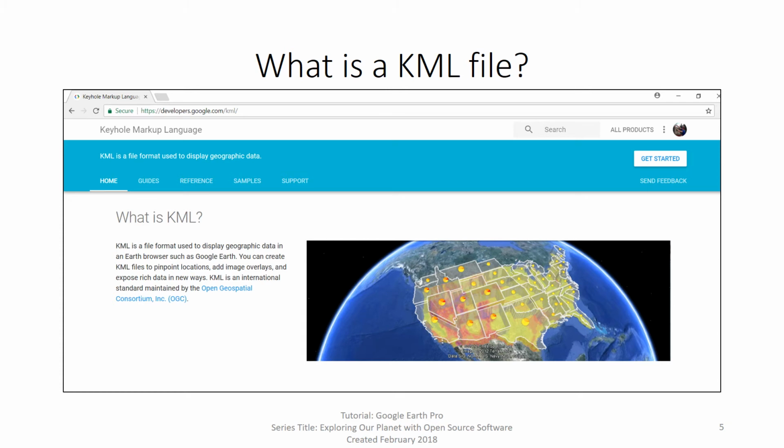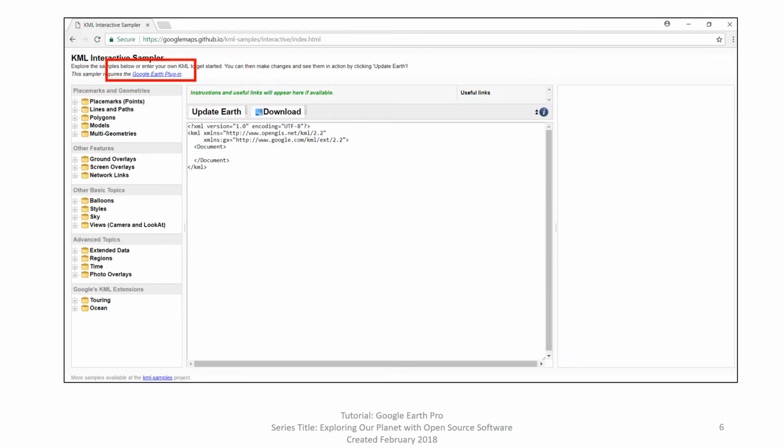So where do we find KML files? If you notice at the top of this window there's something called Samples. Click on Samples and you're taken to this website. This is a KML interactive sampler. We're not going to go into details on this because you do need a Google Earth plugin to use this site. So let's make this more simple.